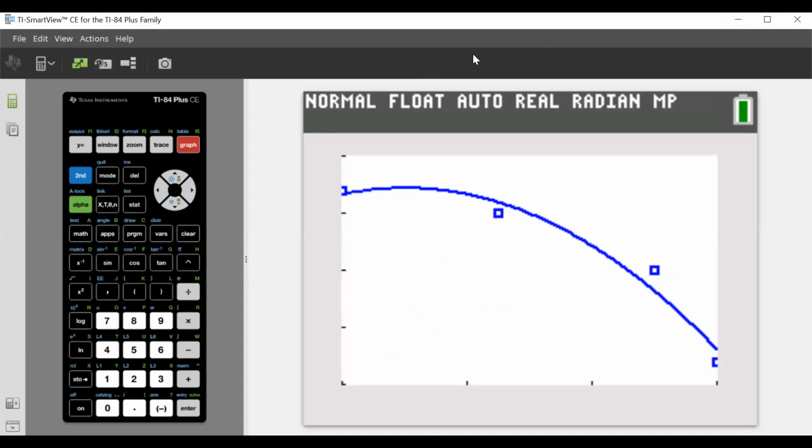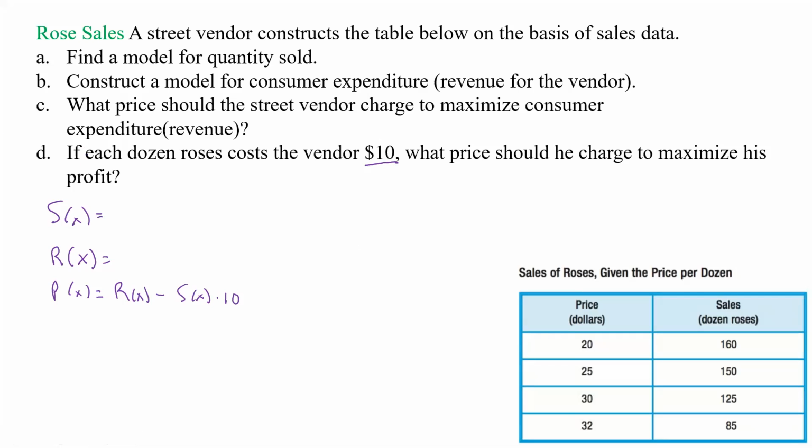So let's go ahead and write that in our table. And so if we go out to 3 decimal places, that should be good. So that was negative 0.715x squared plus 31.509x, and then minus 185.615. And this is the model for quantity sold, dozen roses, sold by vendor.